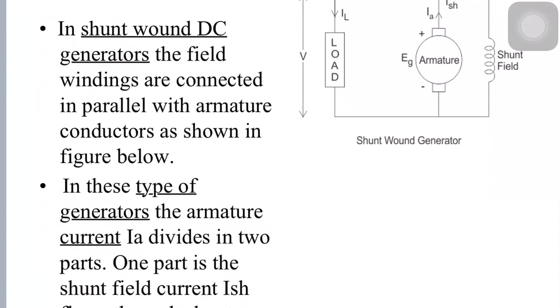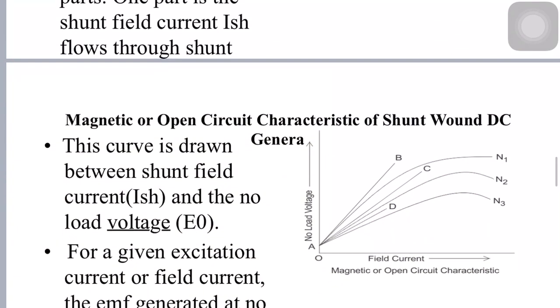In these types of DC shunt generators, the armature current I_A divides into two parts. One part is the shunt field current I_SH, which flows through the shunt field winding, and the other part is the load current I_L, which goes through the external load. This is the basic thing we can see.